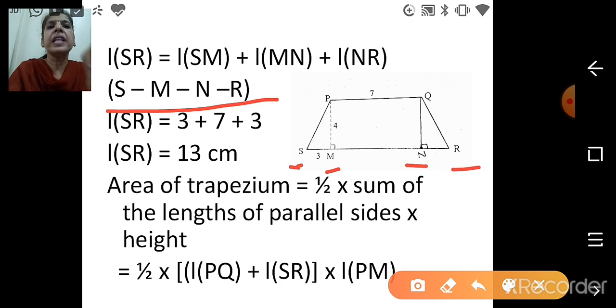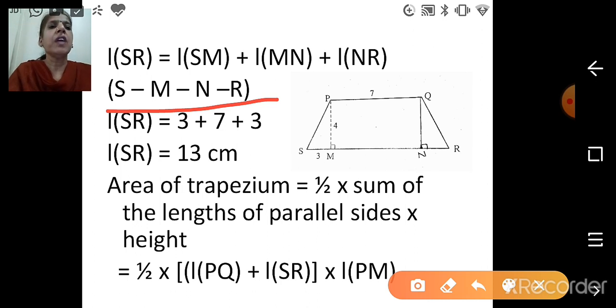How do we write this? S-M. It means these points are in between. So this we have to just remember, that S-M-N-R means points M and N are between S and R. So this is a way of presentation, and we write like that.